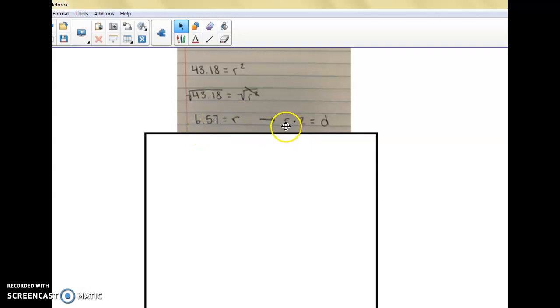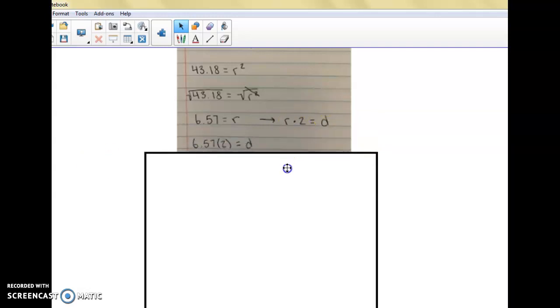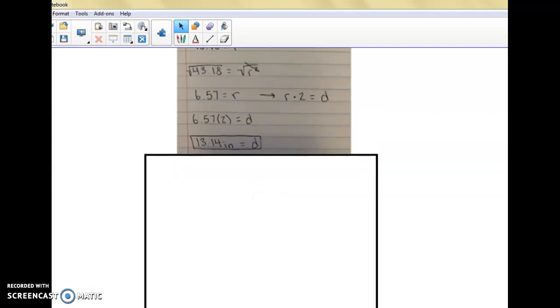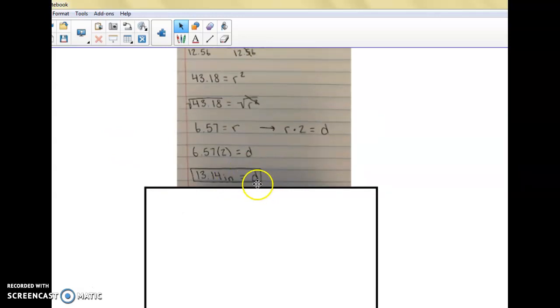Now we know that the radius is half the diameter. So if we multiply the radius by 2, that's going to give us the diameter. So since our radius is 6.57, we do 6.57 times 2 to double it, and that's going to give us our diameter now, which is what the question asked us to find. So we multiply those together, we get 13.14 equals the diameter.